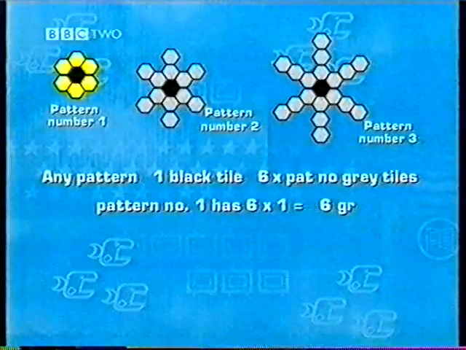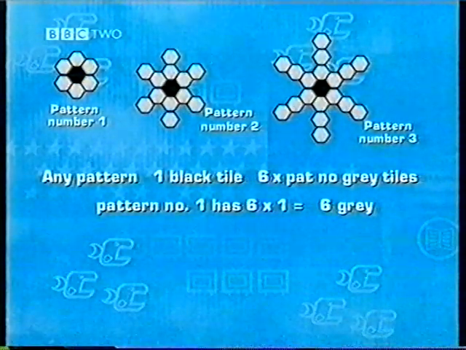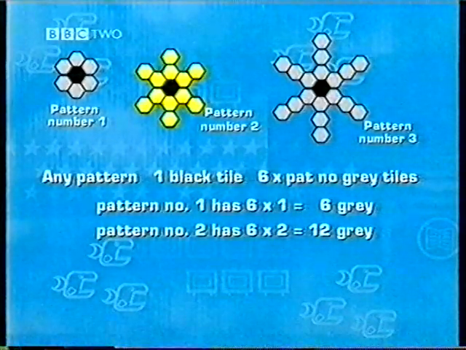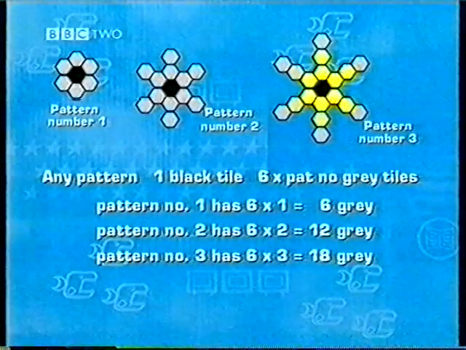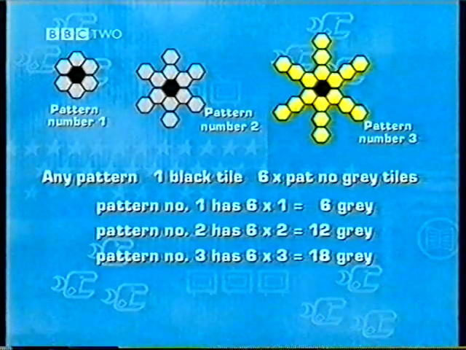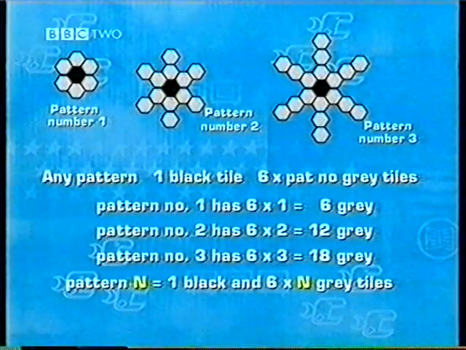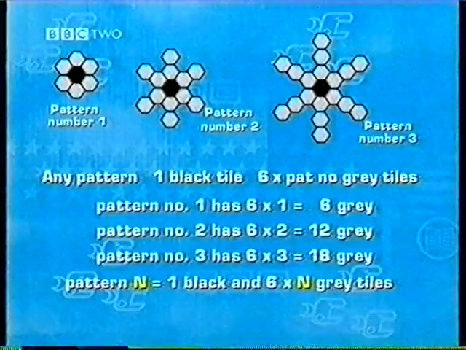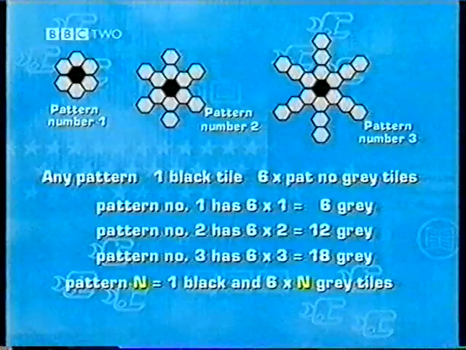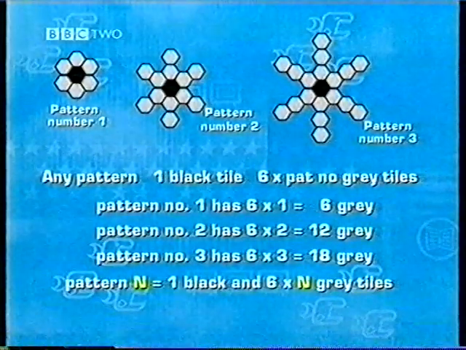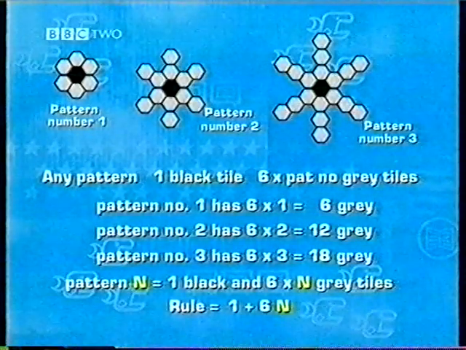See, pattern number 1 has 6 multiplied by 1, that's 6 grey tiles. Pattern number 2 has 6 multiplied by 2, that's 12 grey tiles. And pattern number 3 has 6 multiplied by 3, that's 18 grey tiles. So pattern number n will have 1 black tile, like all the others, and 6 multiplied by n grey tiles. Therefore, the rule for finding the number of tiles altogether in pattern number n is 1 plus 6n.